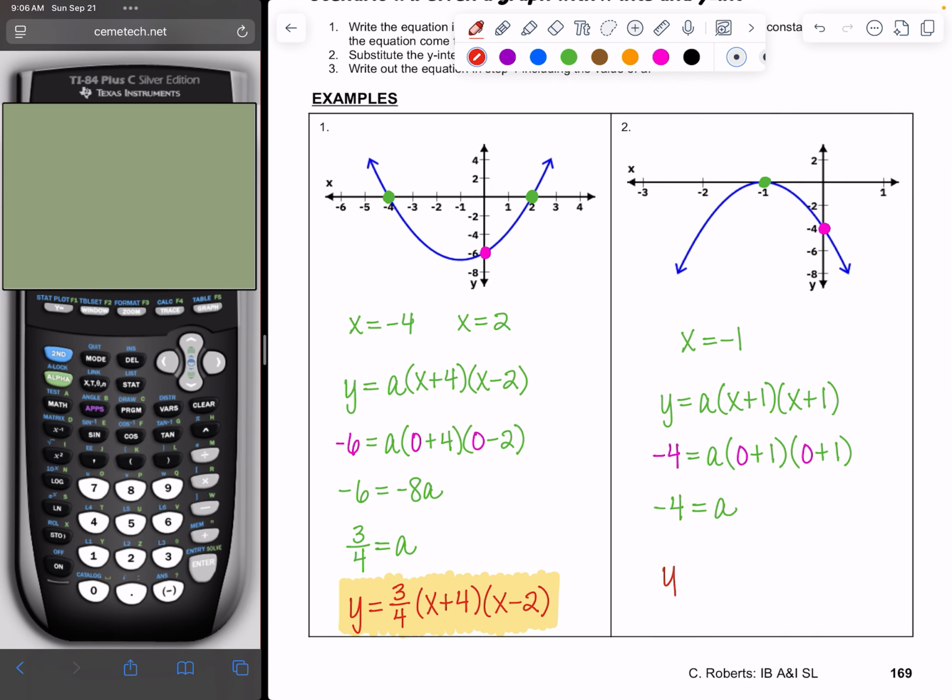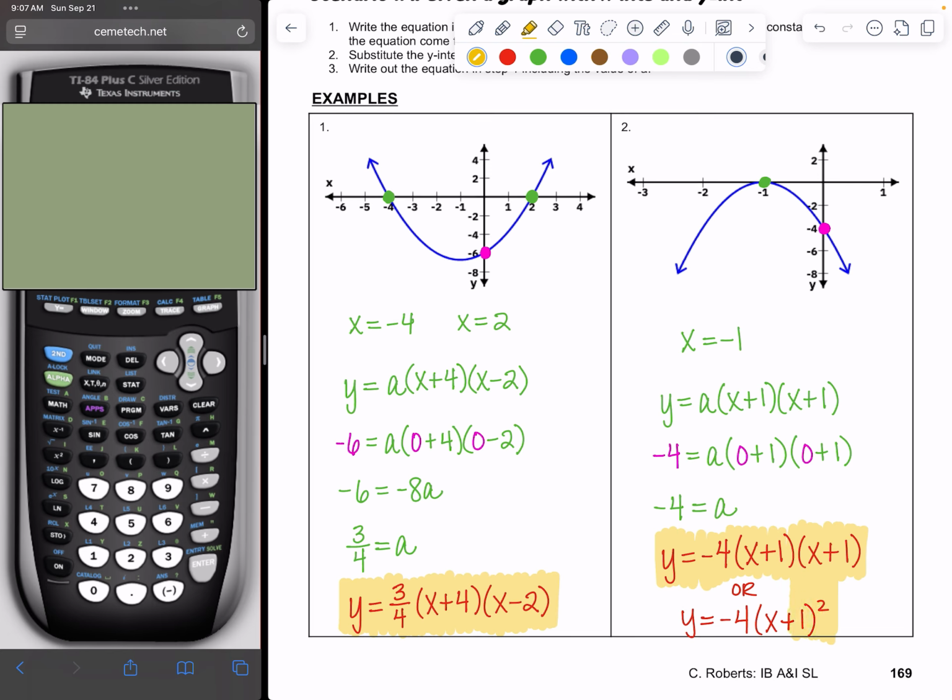When we write our equation, this is going to be y equals -4 times (x plus 1) times (x plus 1). Or, to be honest, we could write this as y equals -4 times (x plus 1) squared, since the x plus 1 is written twice. So it can be either or. Either will be fine.